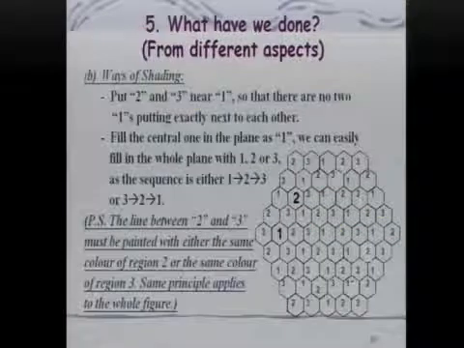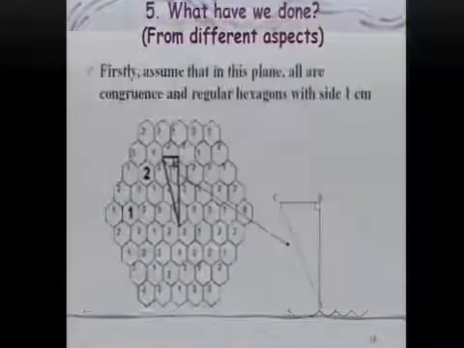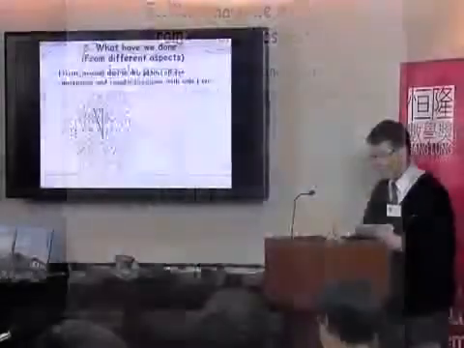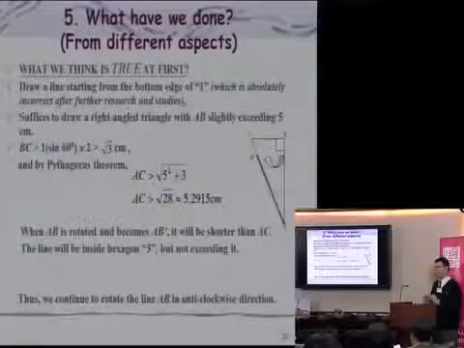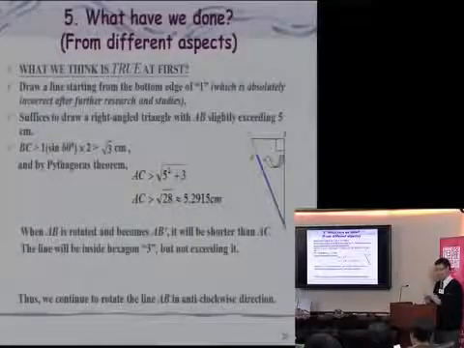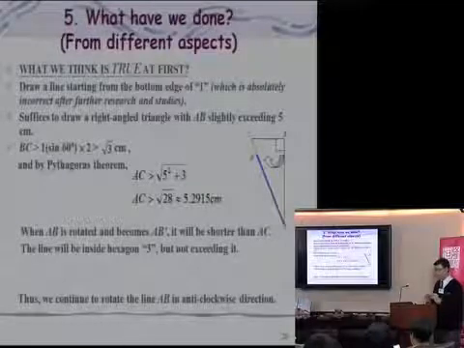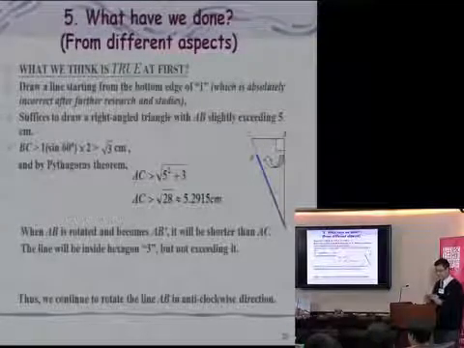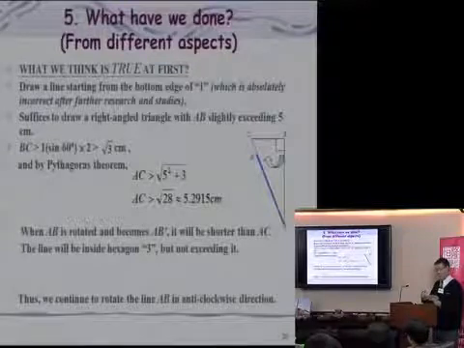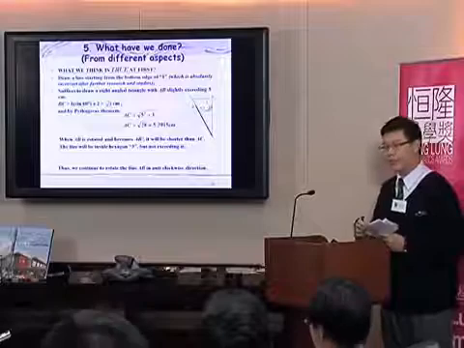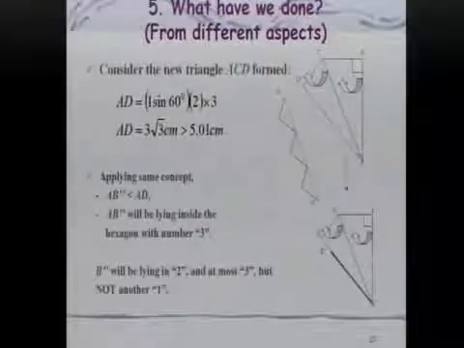Firstly, I think we should draw a line starting from the bottom edge of 1. Then, construct a right-angled triangle with AB slightly exceeding 5 cm, in which I can use the Pythagoras theorem to find the length of AC. Hence, by rotating, we can also get that AB prime will be shorter than AC. So, the line will lie inside the hexagon 3, but not exceeding it.